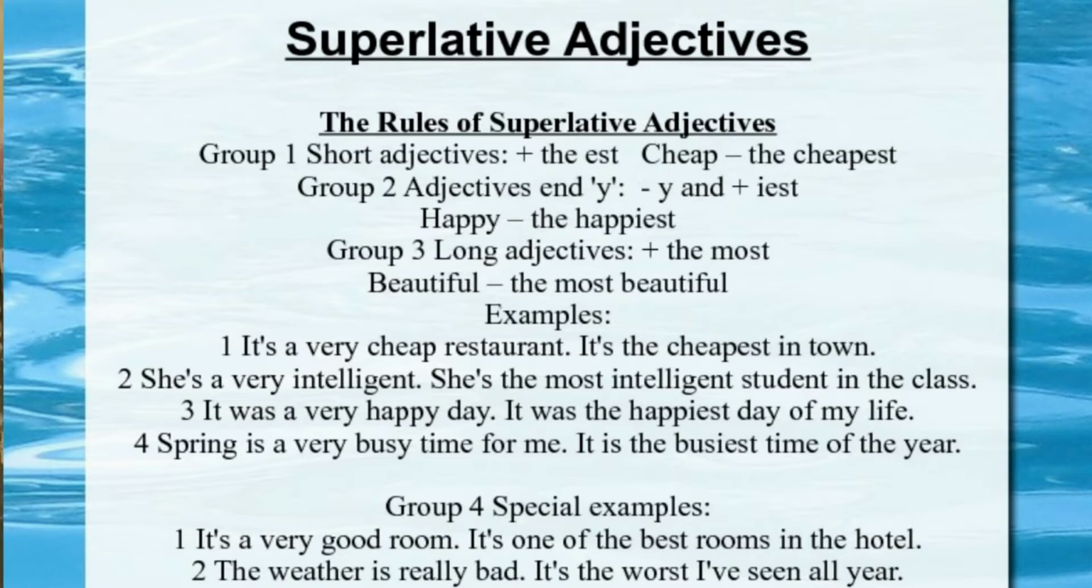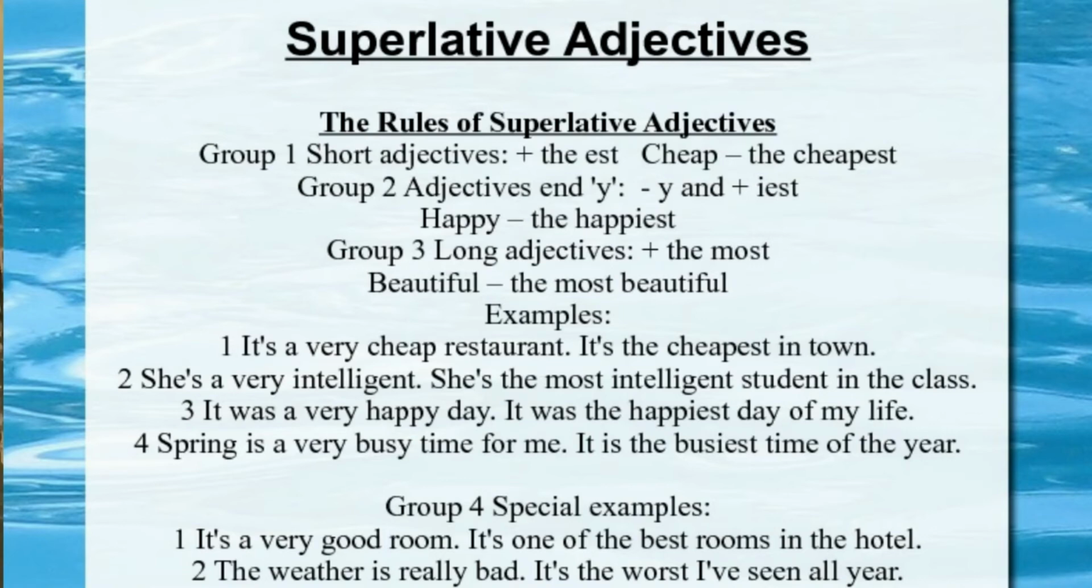In the third group, I described long adjectives and told you that for comparatives we add more. Well, for superlative adjectives, we add most. So we also, of course, add the, as we do for all superlative adjectives. So let's do an example of that with the adjective beautiful. We would say for the superlative adjective, the most beautiful.